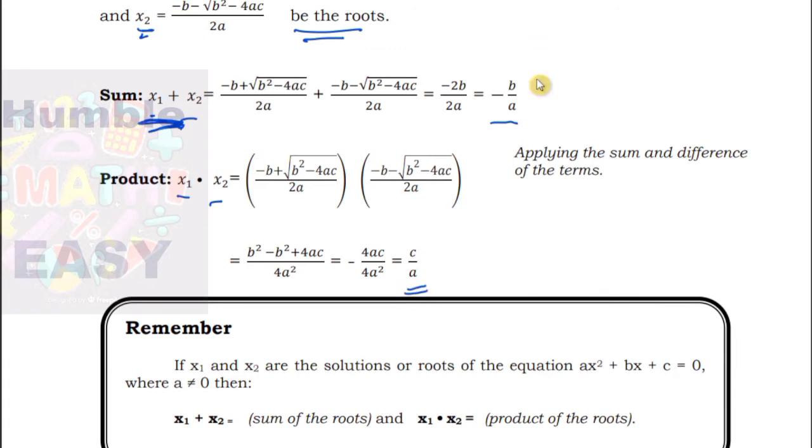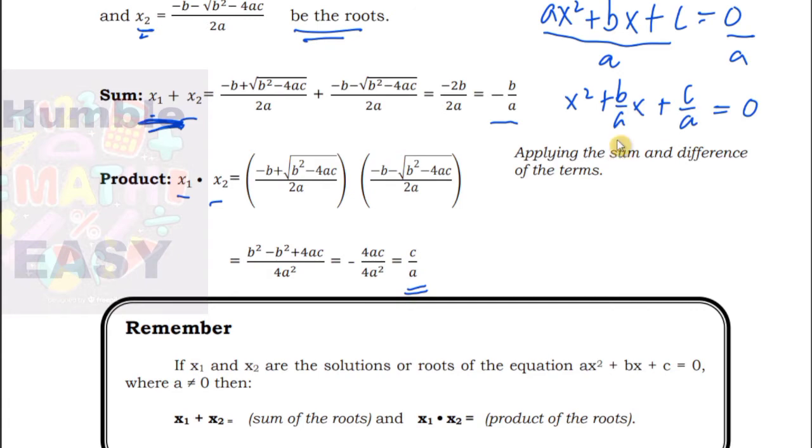So from the quadratic equation ax squared plus bx plus c is equal to 0, we divide both sides of the equation by a. We now have x squared plus b over a x plus c over a is equal to 0.